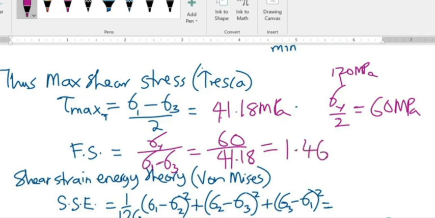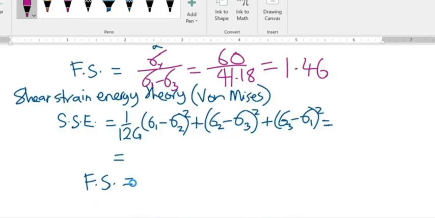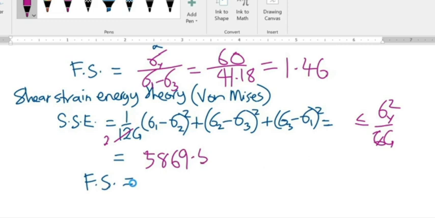And in this case, it will give us 1.46. We can also use the shear strain energy theory, and this is the theory it says. And so when you compute it directly, we expect that it should be less or equal to the yield squared all over 6 multiplied by the shear modulus. So here, 6 can cancel, which is going to be equal to what? 2. So this left hand side will give us a value of 5869.5.